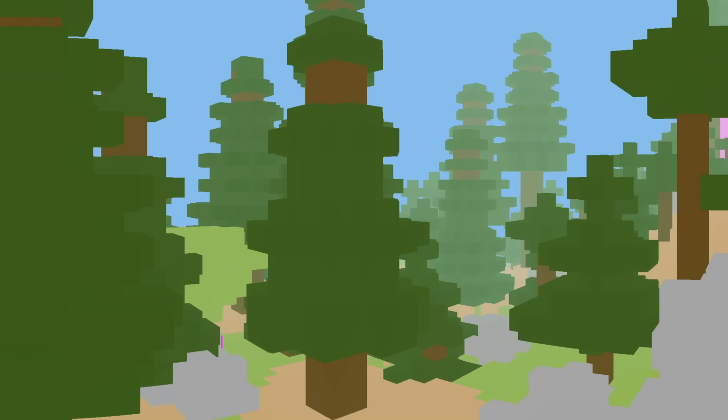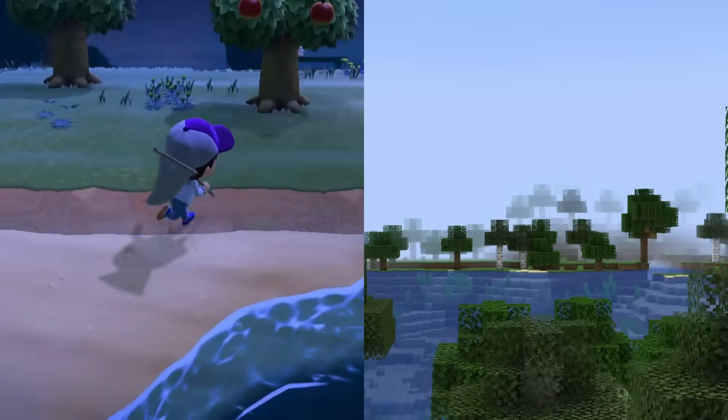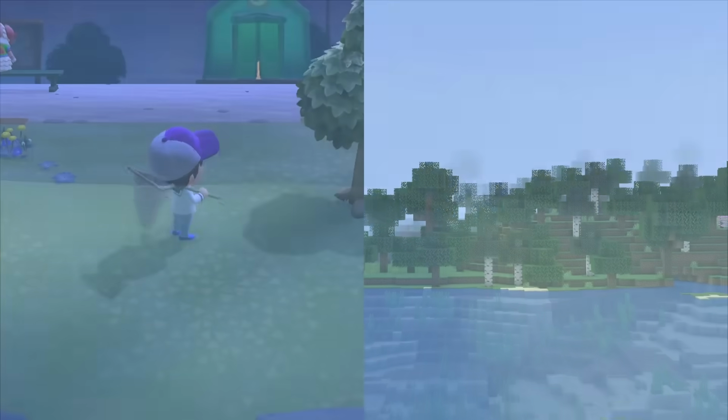This distance fog technique was used by a lot of games back in the day for its low computation cost and surprisingly good visuals, and is still used in some games today like Animal Crossing and even Minecraft itself. Although most big budget games these days probably use some sort of volumetric fog, which can look more realistic but requires a lot more computing power.